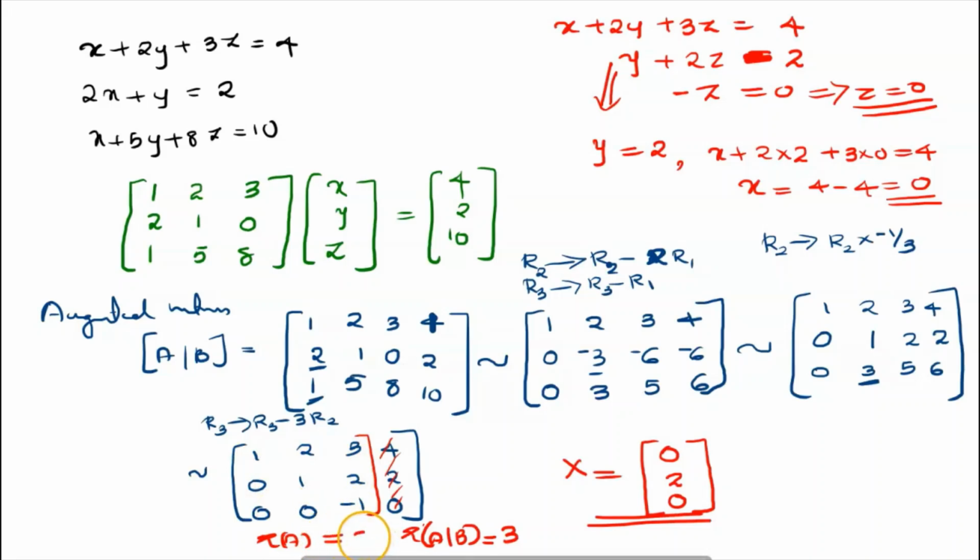So rank of A is equal to rank of augmented matrix AB. And both are equal to number of unknowns 3. So rank of A equal to rank of AB means system is consistent. It has a solution. And it is equal to the number of variables 3 means it has unique solution. So this system is consistent and has unique solution. Now let's see another example.